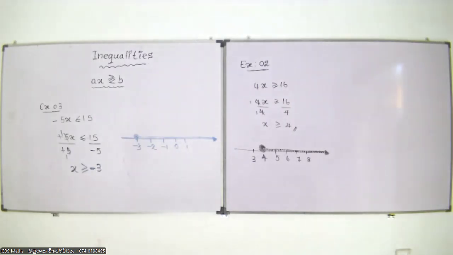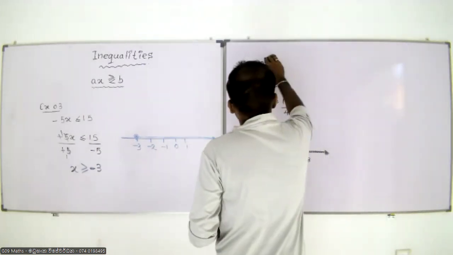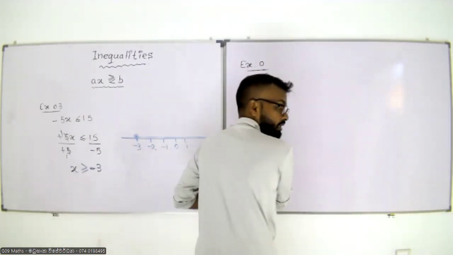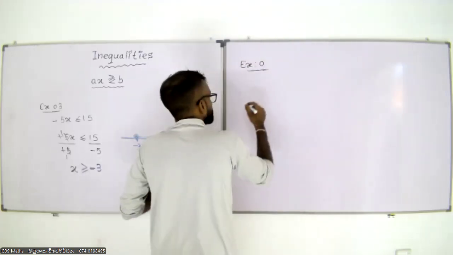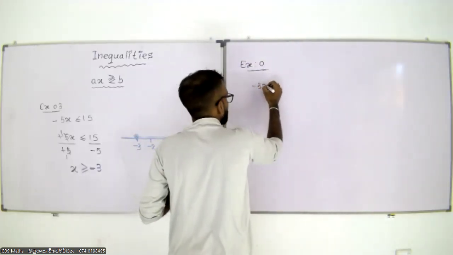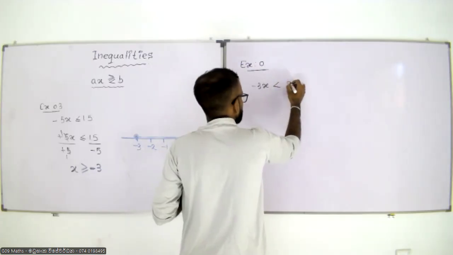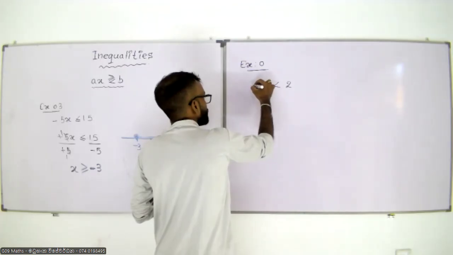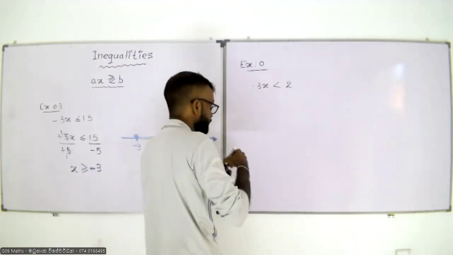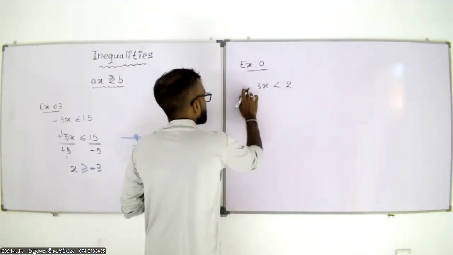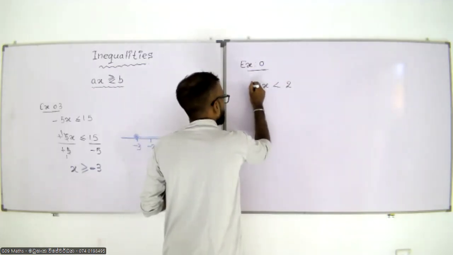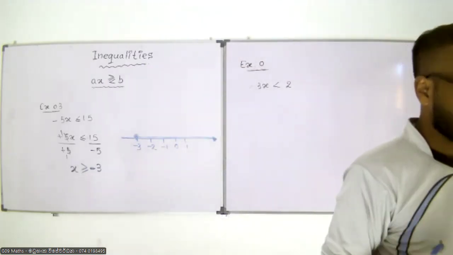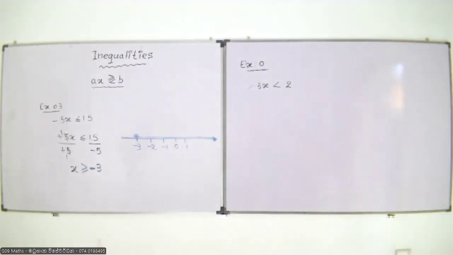Example number 4. It is something like -3x less than 2. Right? Here you have -3x. Do example number 4.